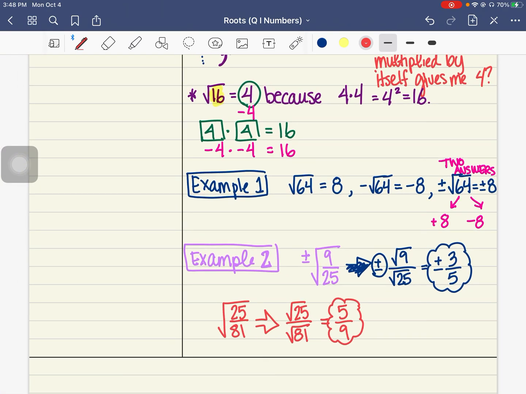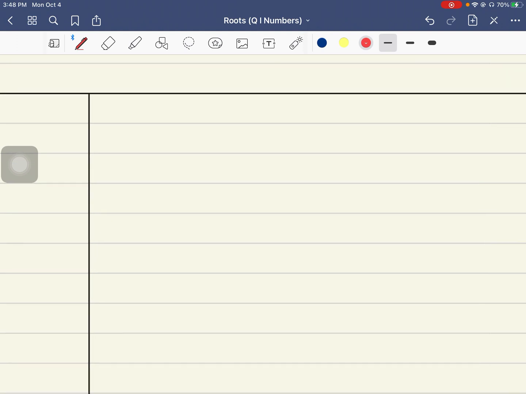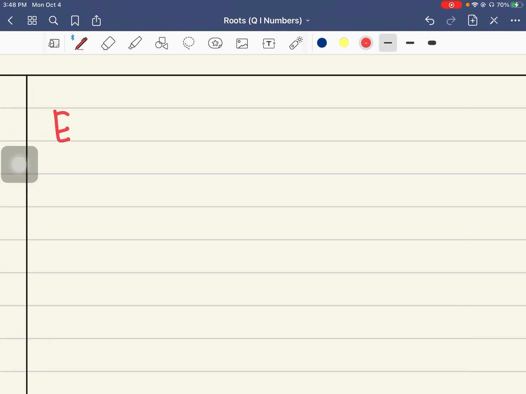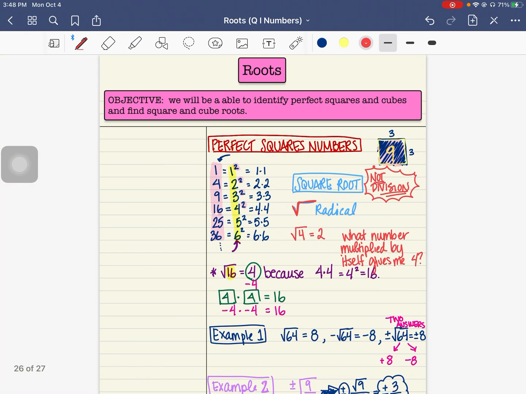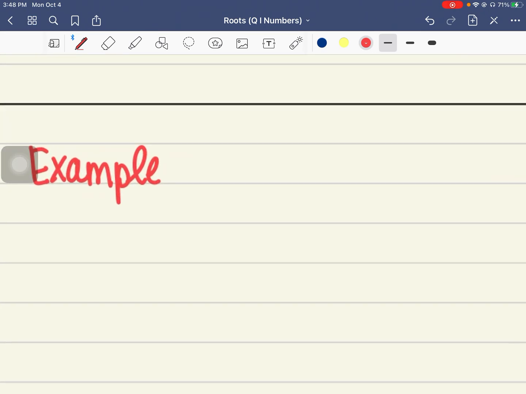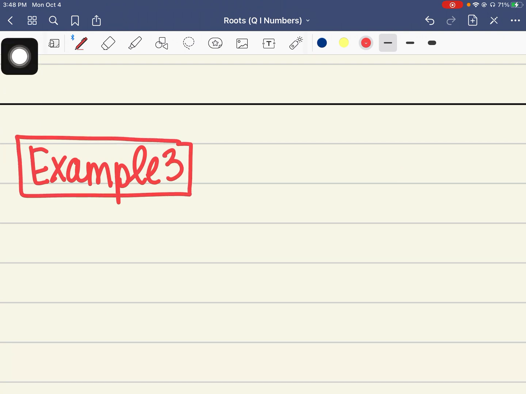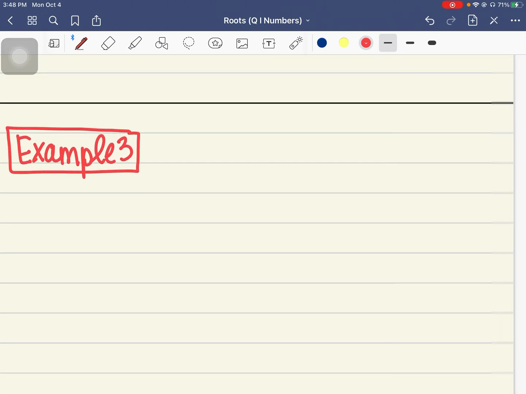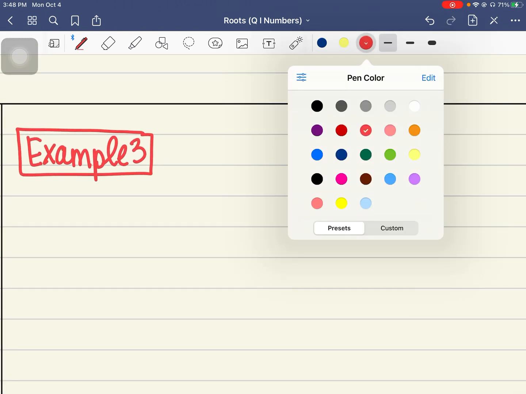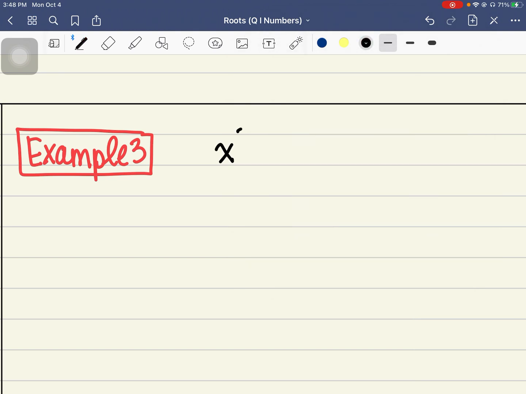Let's do one more example here. I think I'm on example 3. Example 3 is that sometimes we're going to use these to solve equations. So let's say I've got x to the second power equal to 36, and we want to solve for x. We want to know what x can be.